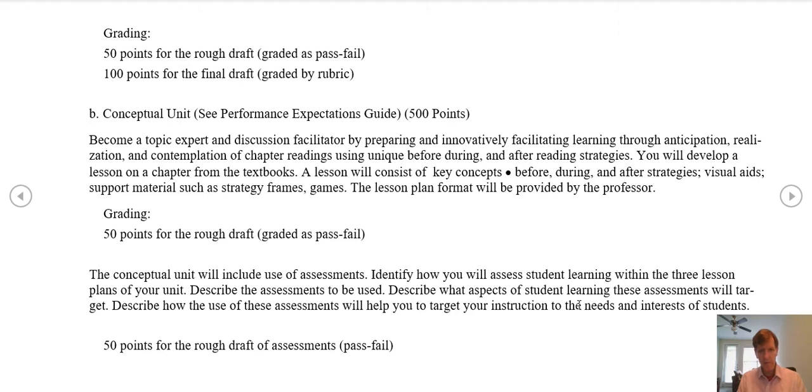We're going to do the conceptual unit. Our conceptual unit, of course, is basically the 5 lesson plans tied together with an overarching theme. So you'll look at key concepts, the strategies that students will use, visual aids that the students will draw upon, possibly games that students will be playing. You'll have a rough draft to turn in as well as a final performance at the end of this course for the conceptual unit. And they'll include assessments. The assessments will be built into this.